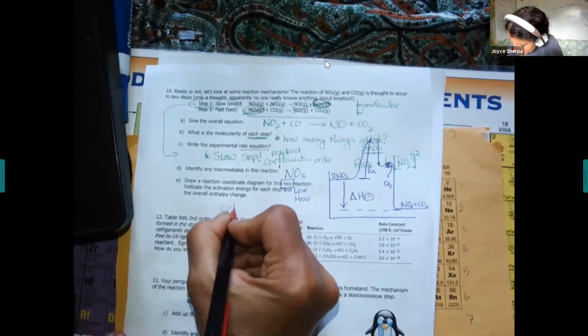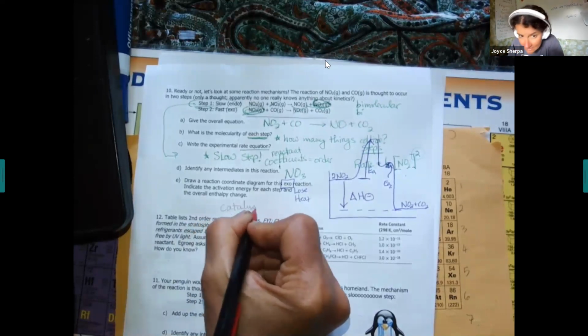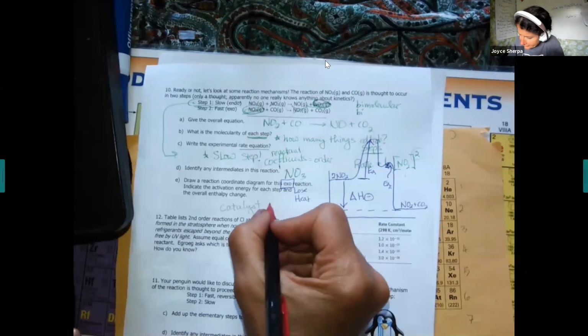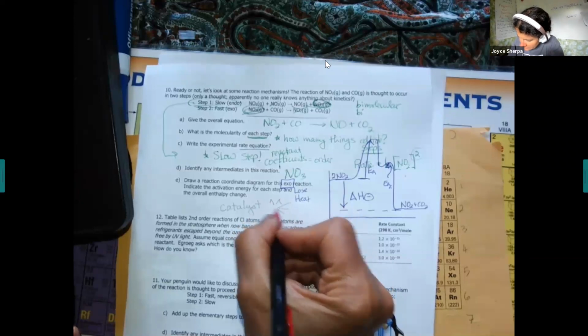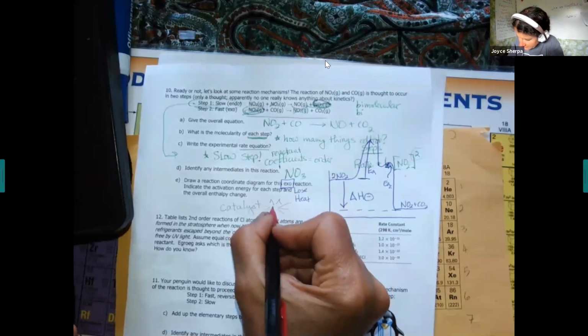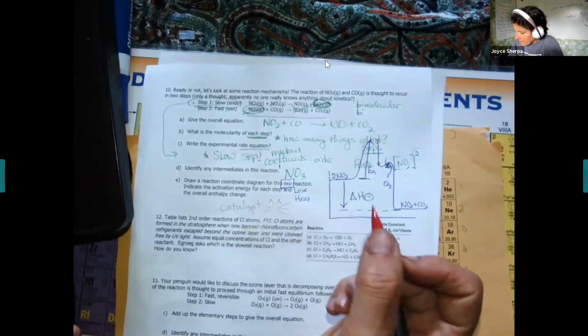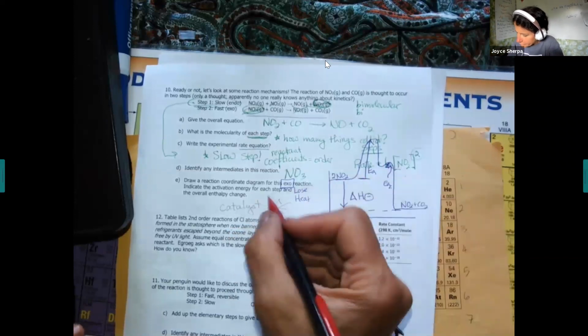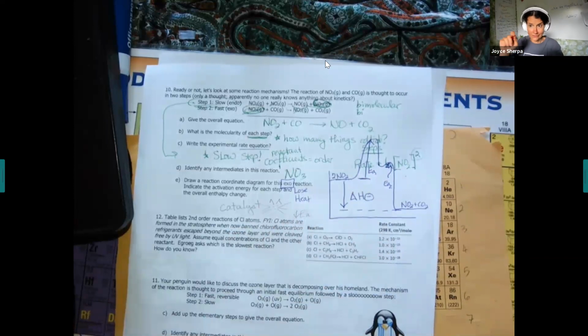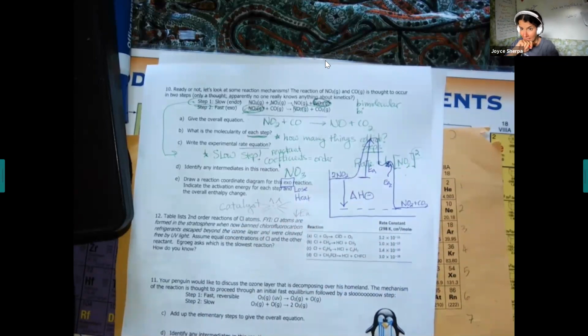So something I did not ask you, but I'm going to go ahead and add it, is the catalyst. So if we added a catalyst, you can do your cat. Rocky's sleeping. But the cat is going to lower the activation energy. That's actually a large conceptual question. That's what a catalyst does. That's how enzymes work in our body.